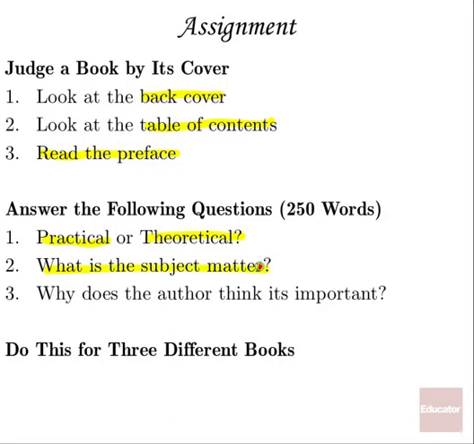What is the book's subject matter? Is it a literature book? Is it a science book? Is it all about Harry Potter? Is it all about how to read other books? Finally, why does the author think it's important?